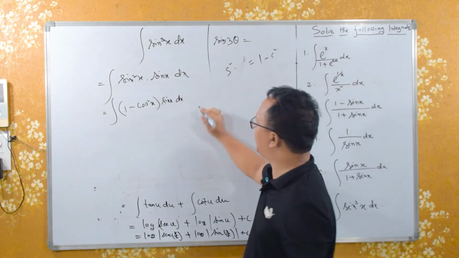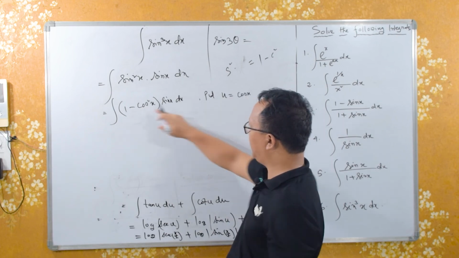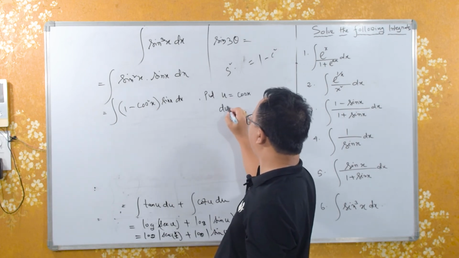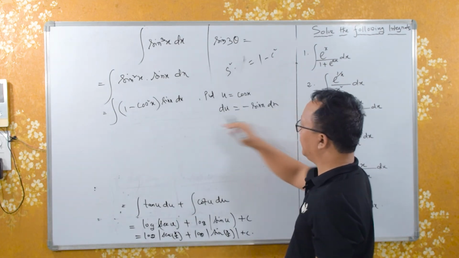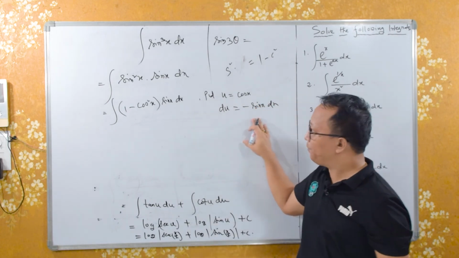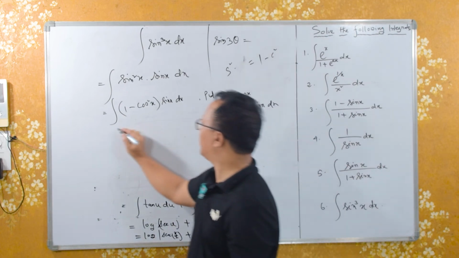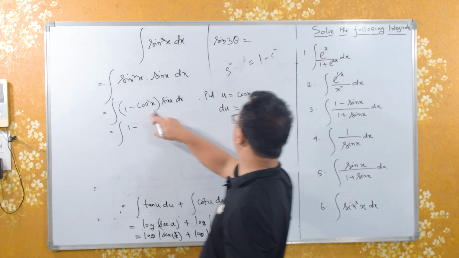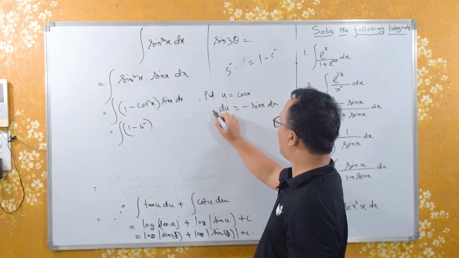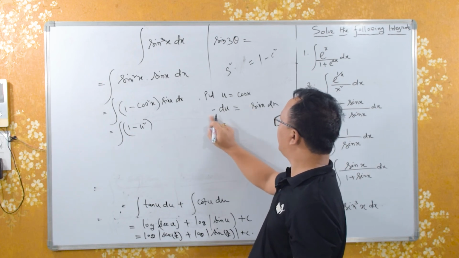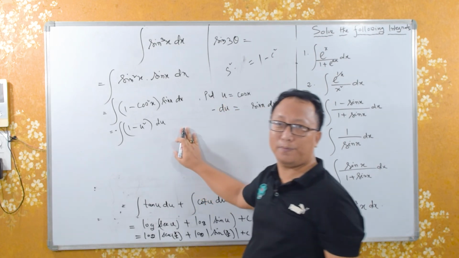Why am I doing this? Because if I put u equals cos x, then I will get du equals the differentiation of cos x, which is minus sine x dx. This sine x dx I will get as du, and this cos square will be u square. So it has meaning. It implies 1 minus cos square is u square. Sine x dx, I can send the minus over here, it is minus du.